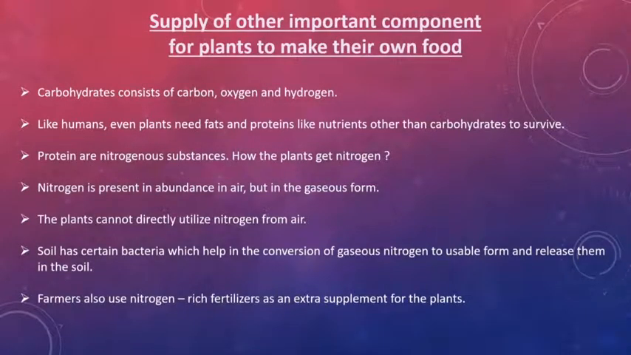Carbohydrates consist of carbon, oxygen and hydrogen. Like humans, even plants need fats and proteins, nutrients other than carbohydrates, to survive. Proteins are nitrogenous substances, so one might wonder how plants get nitrogen. Nitrogen is present in abundance in air, but it is in gaseous form. The plants cannot directly utilize nitrogen from air as they can carbon dioxide.